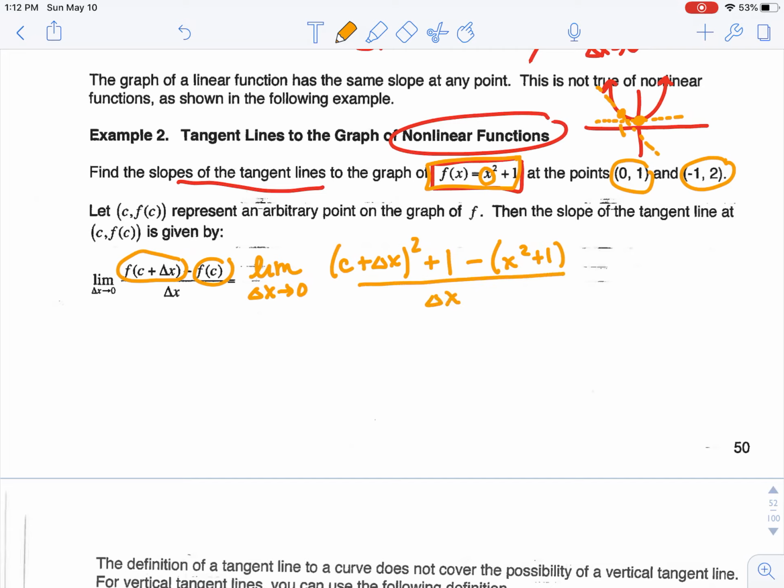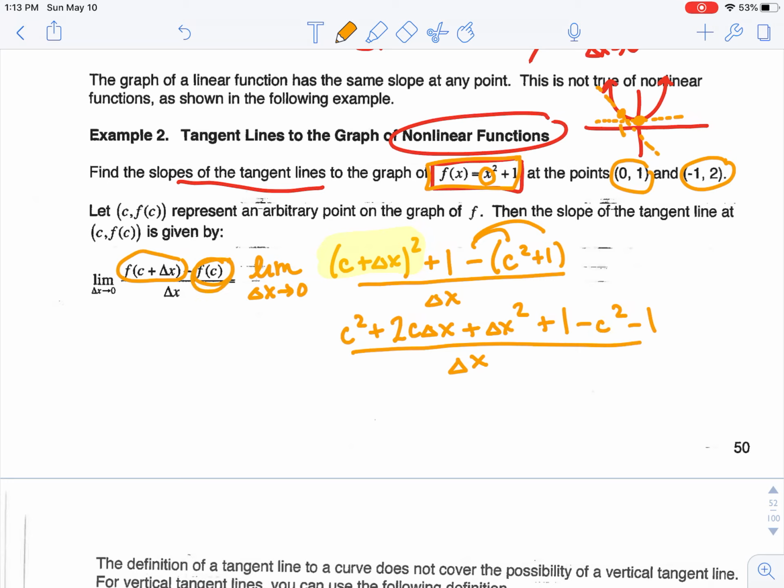All right, so now I got to work this out. This first part here, I have to actually FOIL that out, right? So I'll get c squared plus 2c delta x plus delta x squared. This minus distributes. All right. And on the bottom, we still have a delta x. Oh, whoops, something seems wrong. That's what it was. This was f of c. Sorry, my bad. So this guy here and here should have both been c squared because it was f of c, so I had to plug in a c there. Okay, that looks better now.